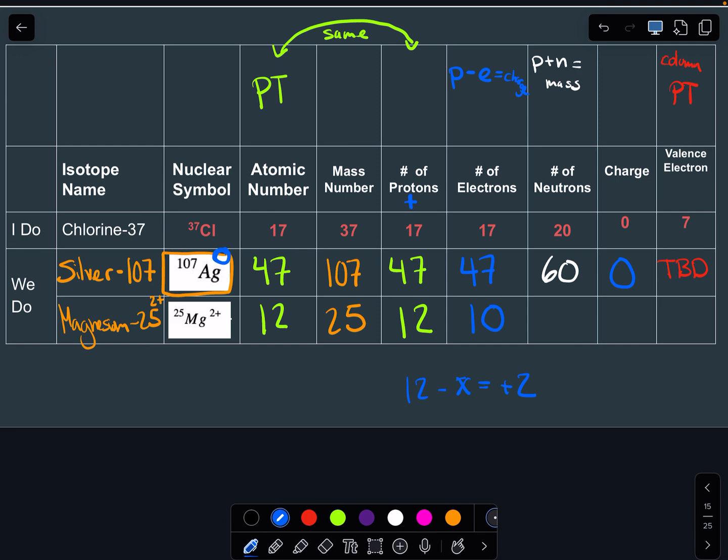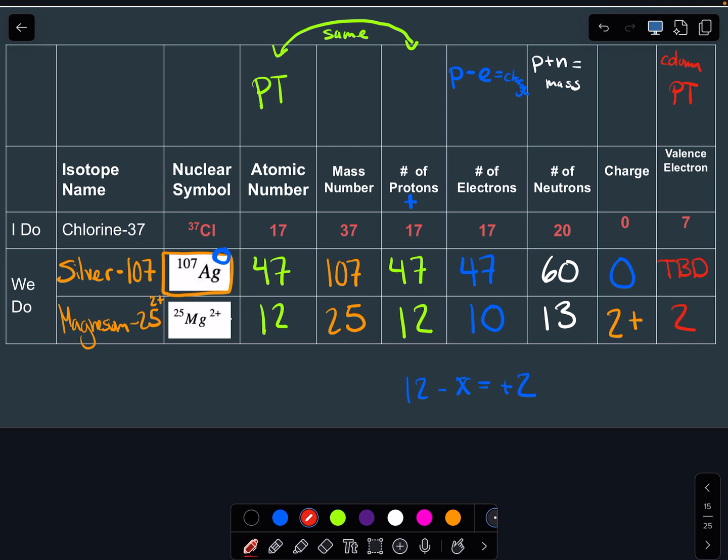I like to think of it just like a balance of a scale. So, neutrons we're going to subtract from our mass. So we got 13 neutrons. Charge was shown on our symbol, so we'll put a +2. And then magnesium is in column 2, and so it has 2 valence electrons. Questions before I have you try some?